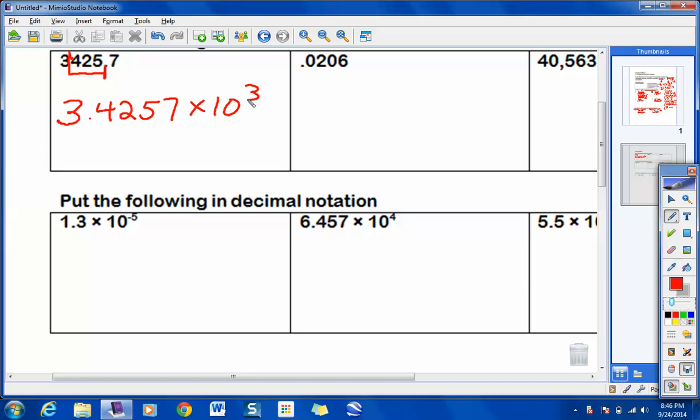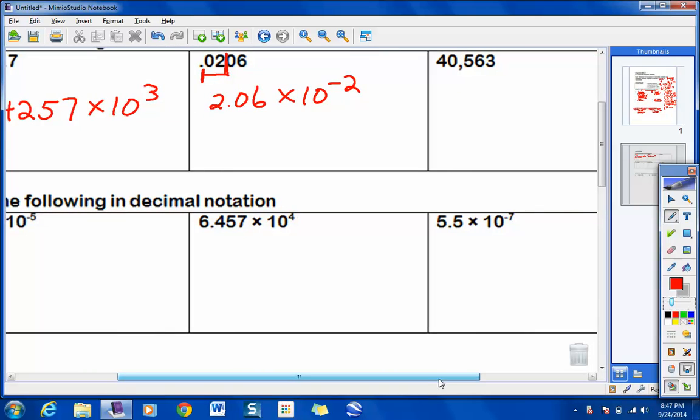My second one, I'm going to put my decimal between the 2 and the 0, so I call this 2.06. And I would have to move left 2 places to where the decimal really is. So that means times 10 to the -2. All right? If you have questions, let someone know.